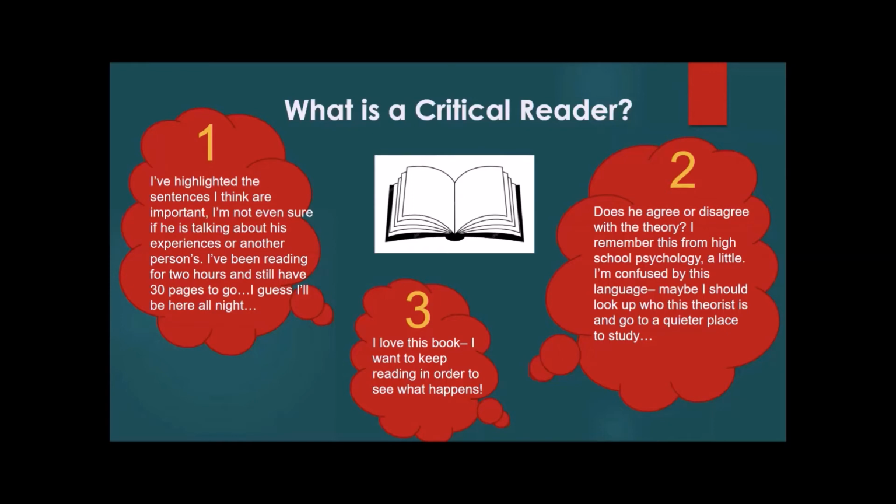Andrew, which one would you think was the runner-up for you? I would say number 2. Good. Okay, number 2. So basically, if we didn't choose number 1, number 2 is the more critical reader, because the reader is asking questions, making connections with prior knowledge, and changing strategies when something isn't working. I'm a little confused by this language. Maybe I should look up who this theorist is and go to a quieter place to study. So identifying what exactly that student doesn't understand and how to learn more about that is important.